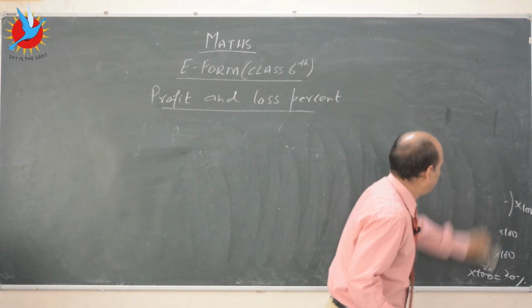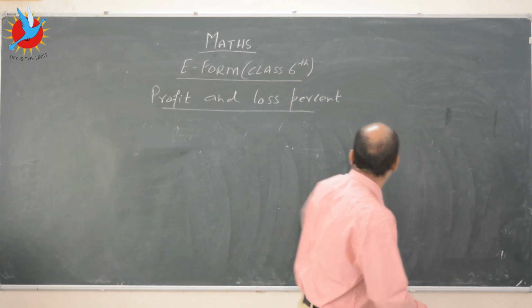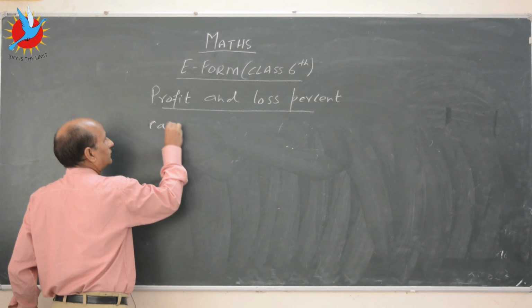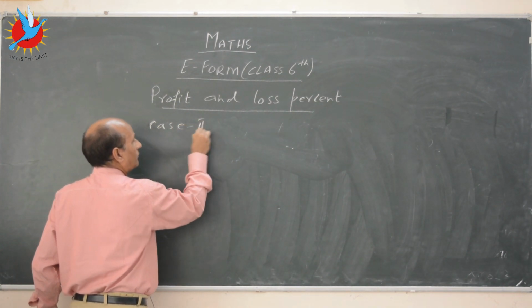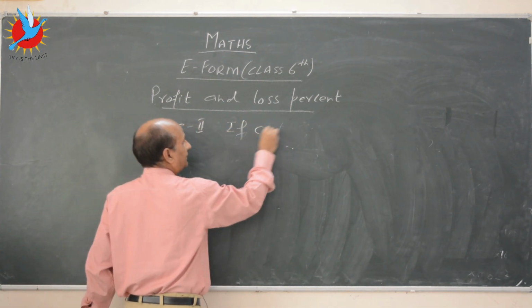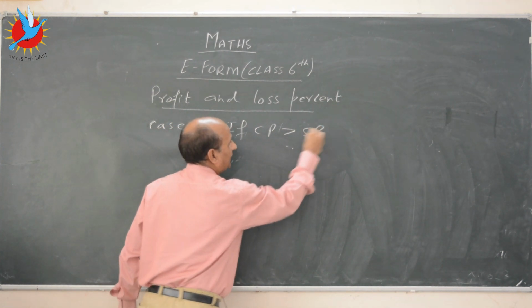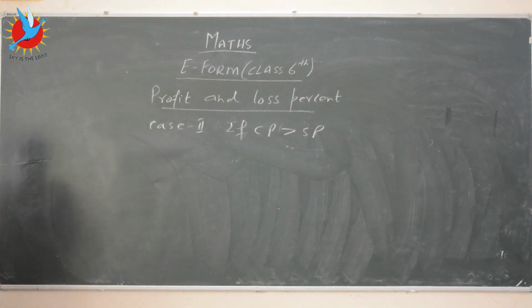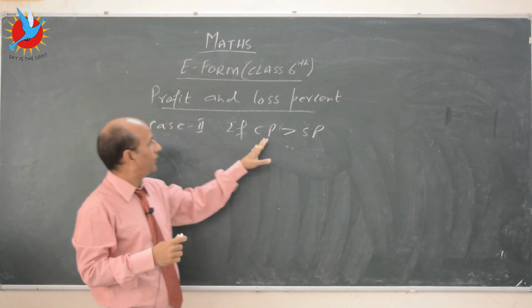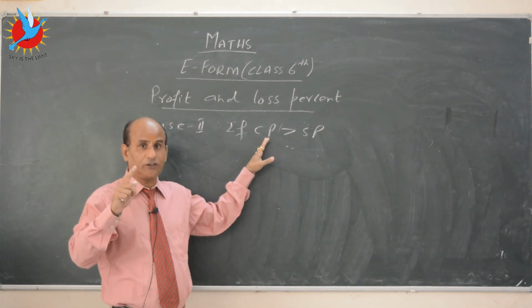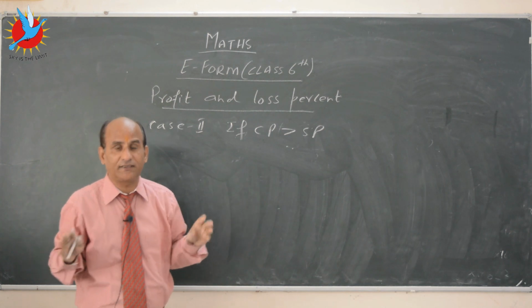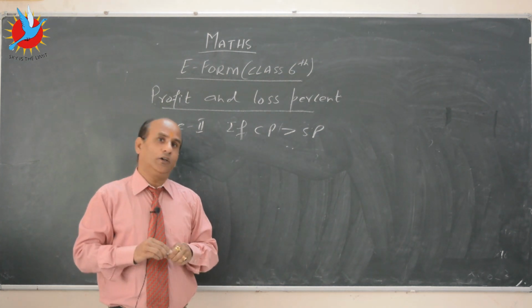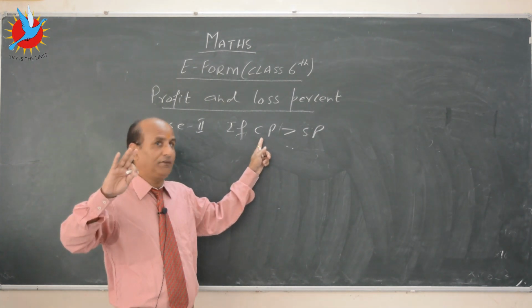The cost price case. Second, if CP is greater than SP, in that case you will have a loss, because the cost price, that is the manufacturing price, is greater than the selling price. So it means the vendor is having a loss.